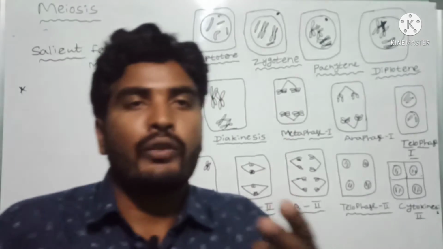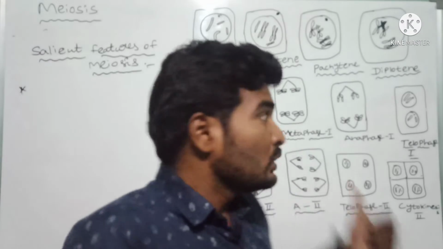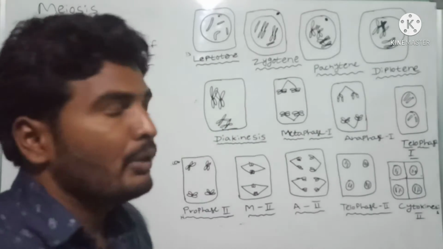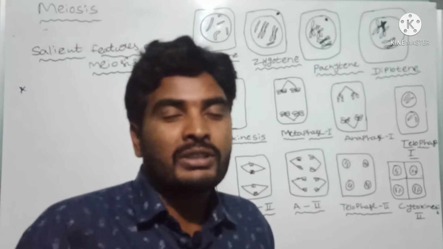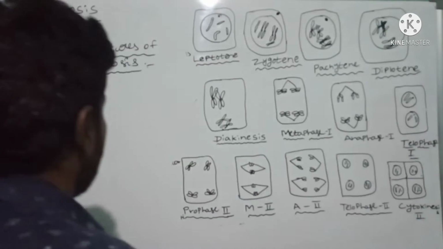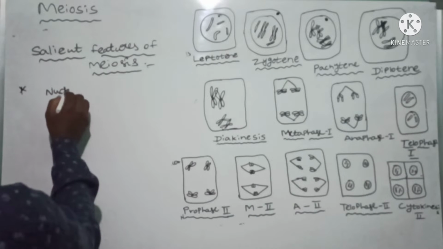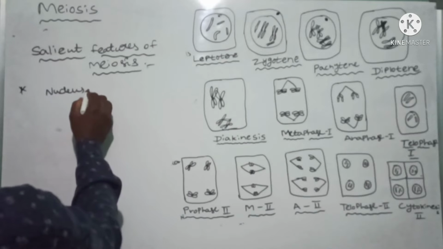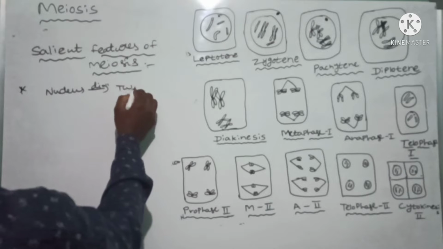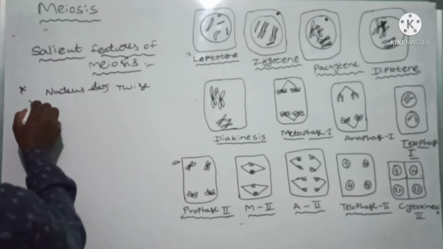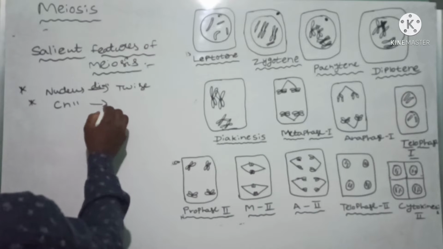What are the main salient features of meiosis? Here the nucleus divides twice, but the chromosomes divide only once.